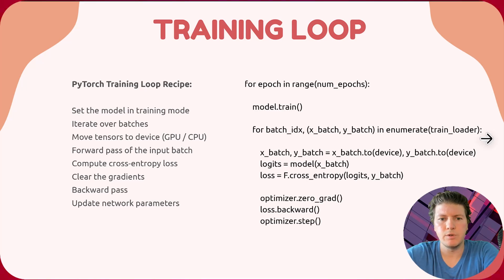We run the neural network to compute the forward pass of the input batch and get logits at the output, which are unnormalized prediction scores. We compute the cross entropy loss. We zero the gradients because in PyTorch gradients accumulate by default. We then do a backward propagation pass by calling loss.backward, and finally we update the network parameters with optimizer.step, where common optimizers include AdamW, SGD, and RMSProp.